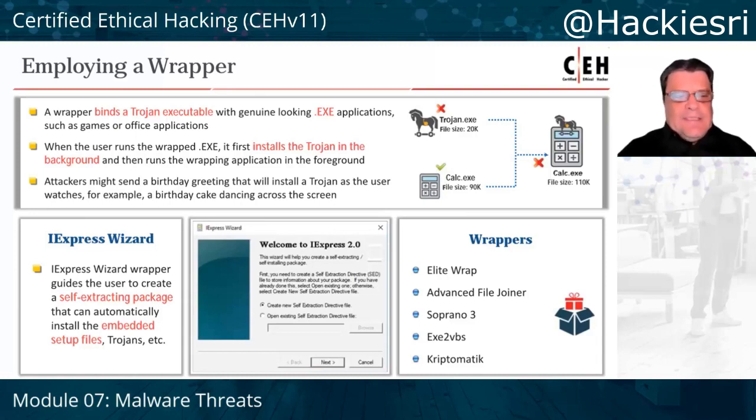Next, we have iExpress Wizard. iExpress Wizard wrapper guides the user to create a self-extracting package that can automatically install the embedded setup files, Trojans, etc. Wrappers include the following: Elite Wrap, Advanced File Joiner, Soprano 3, EXE2 VBS, and Cryptomatic.